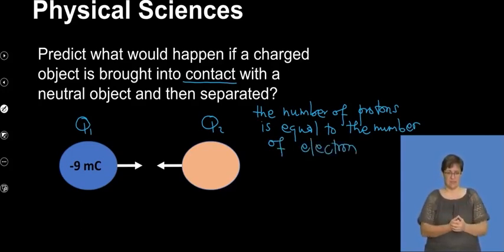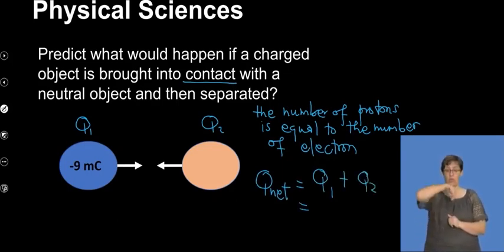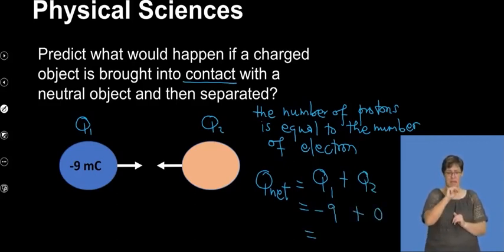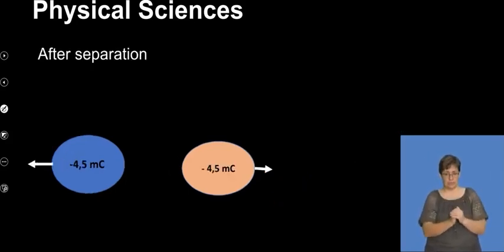Okay, so here the net charge is definitely going to be, just to put it out there, Q net equals Q1 plus Q2, right? So Q1 is -9 millicoulombs plus 0. This gives us what? -9 millicoulombs. So that's our Q net, right? So as long as this is a closed system, the net charge is not going to change before or after the physical process has taken place, right? And then after separation, this is what we have, okay?